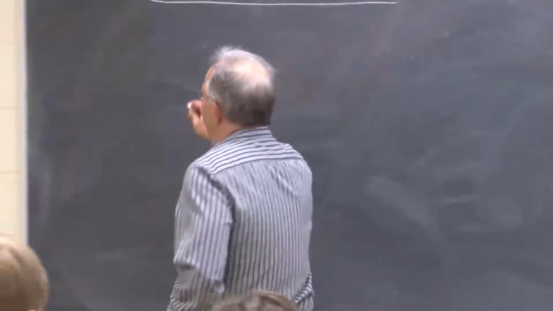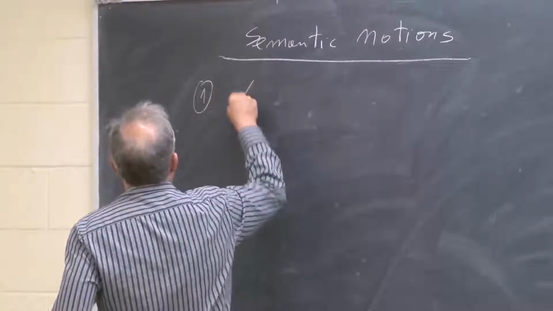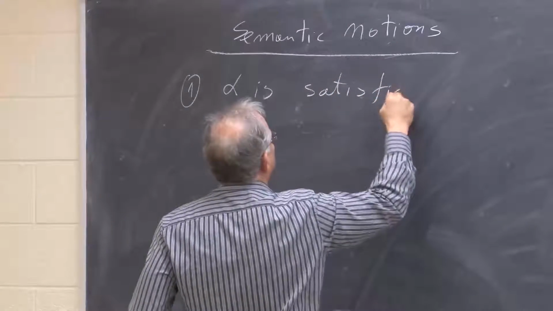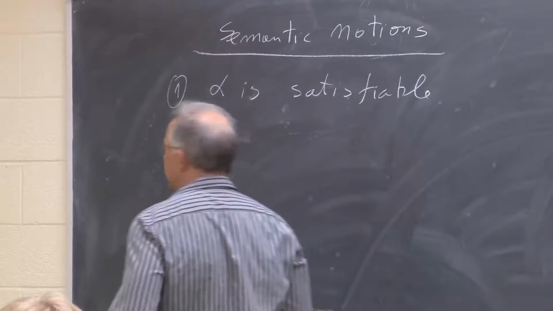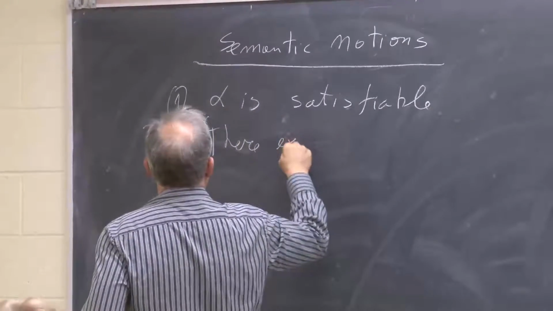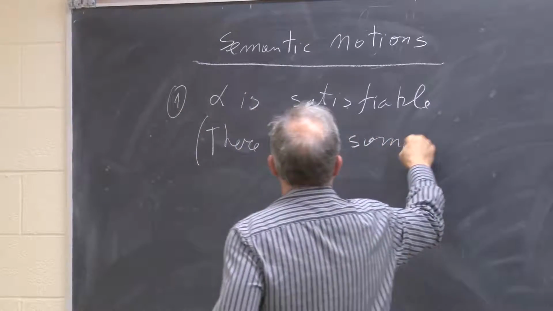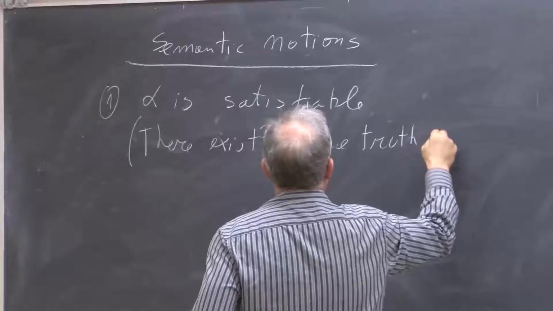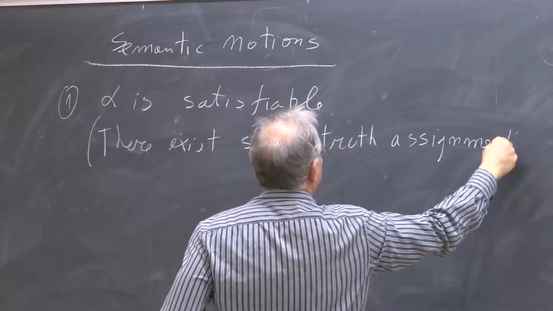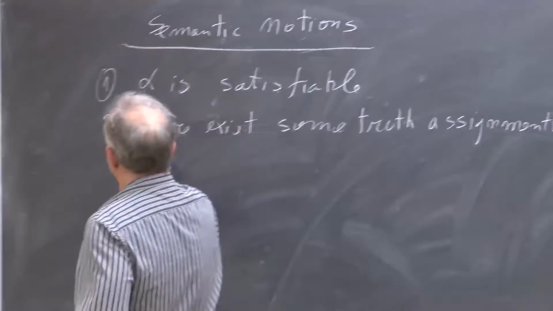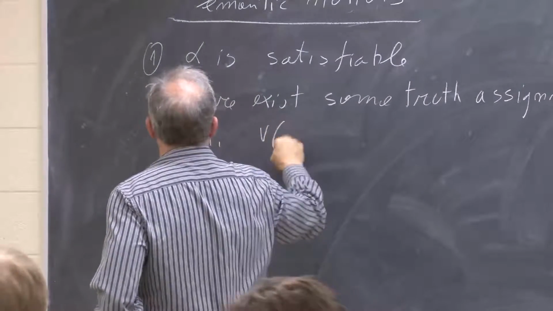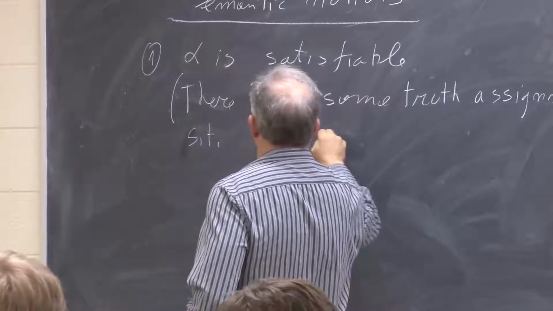So the first one that we saw is the notion of alpha is satisfiable. And that means there exists some truth assignment V such that V hat of alpha equals true.